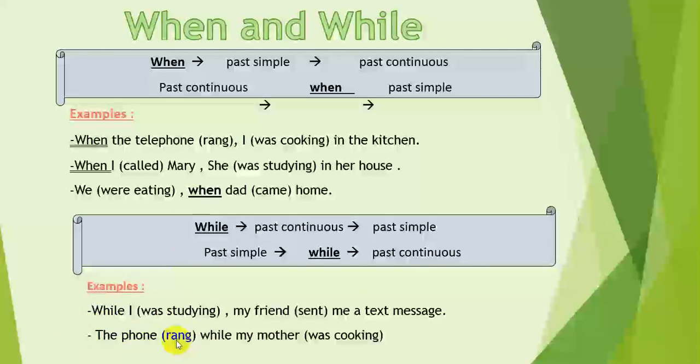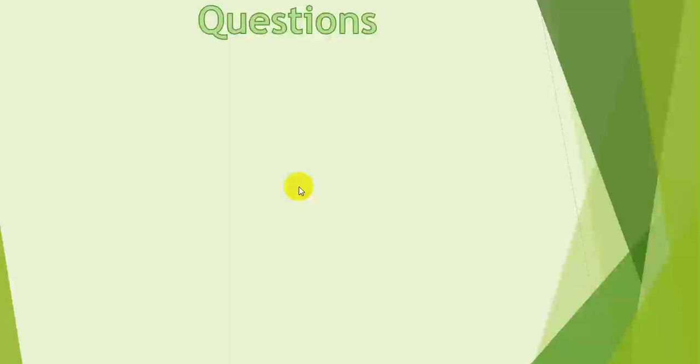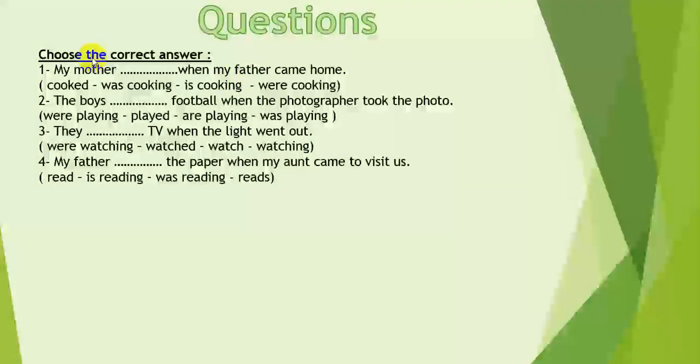The phone rang while my mother was cooking. Here while is in the middle of the sentence, and what I can notice also is that after while comes the while my mother was cooking. After while, the past continuous. Great. Now let's answer some questions to check our understanding. Are you ready? Now let's do that.